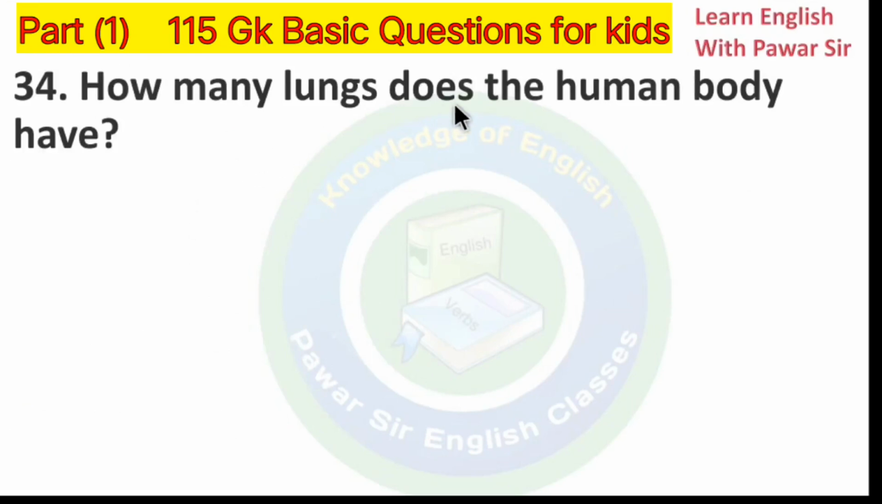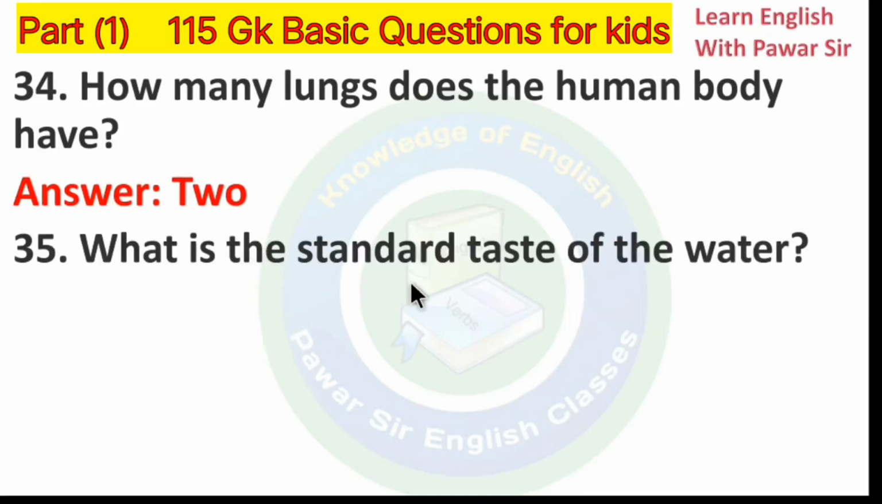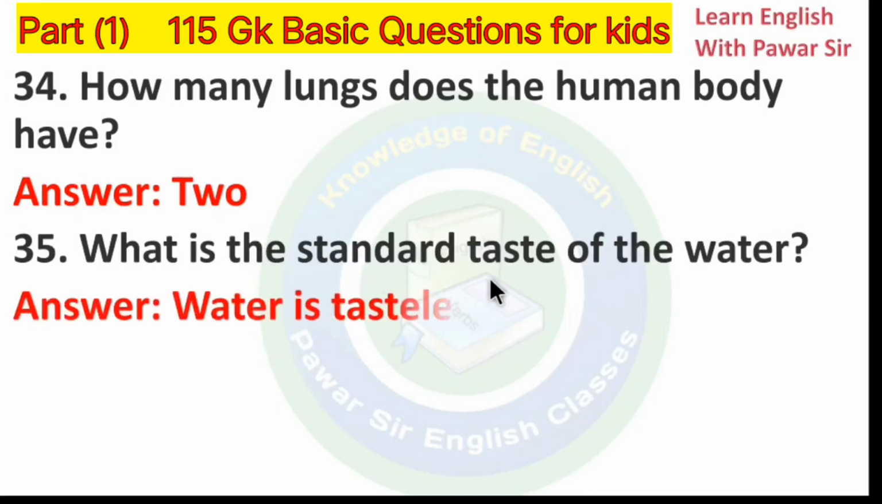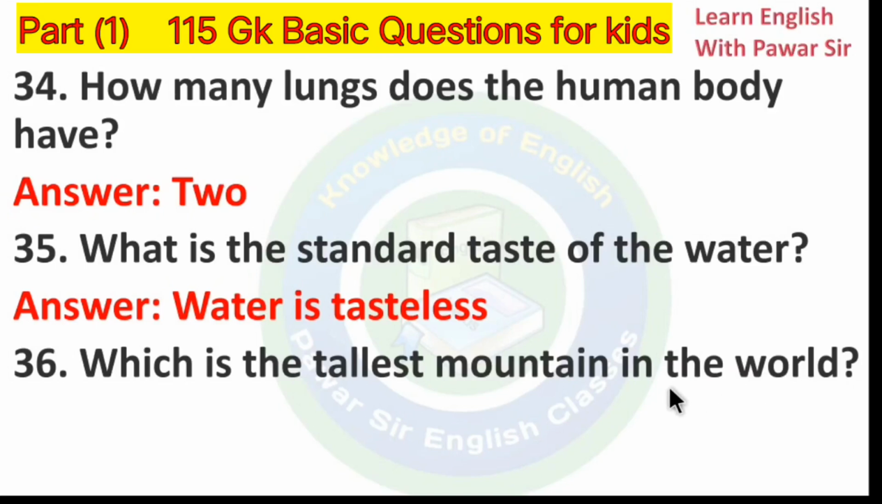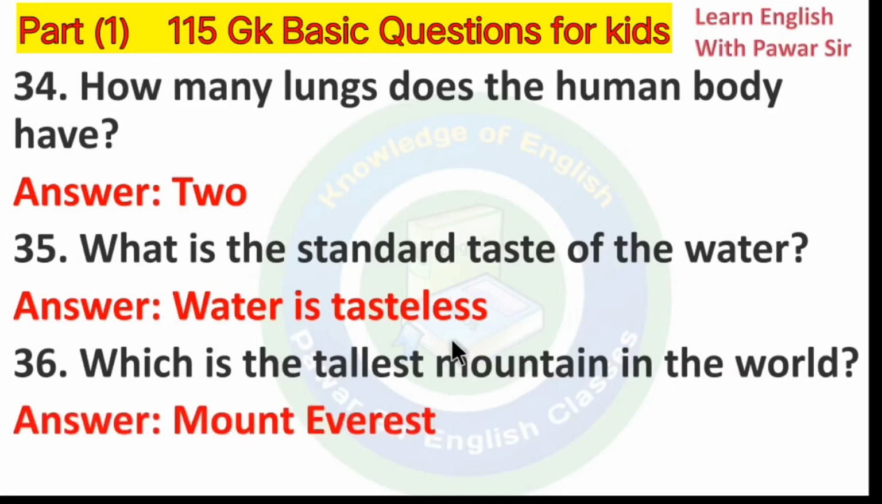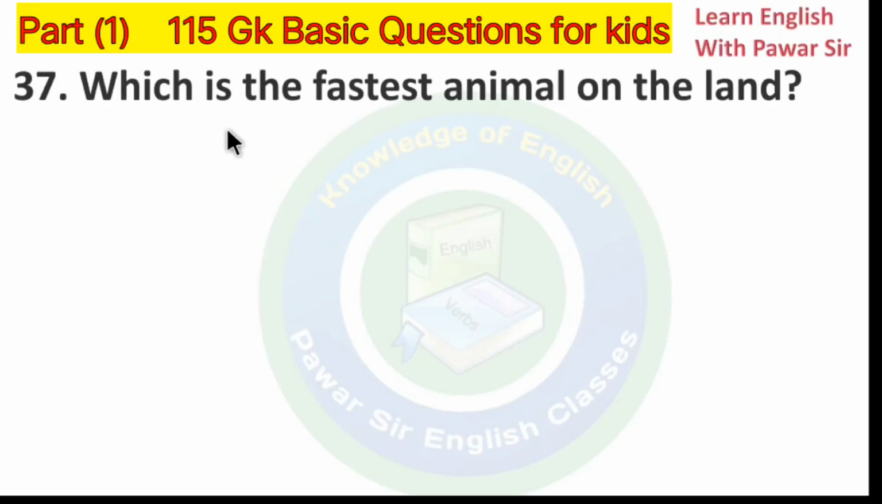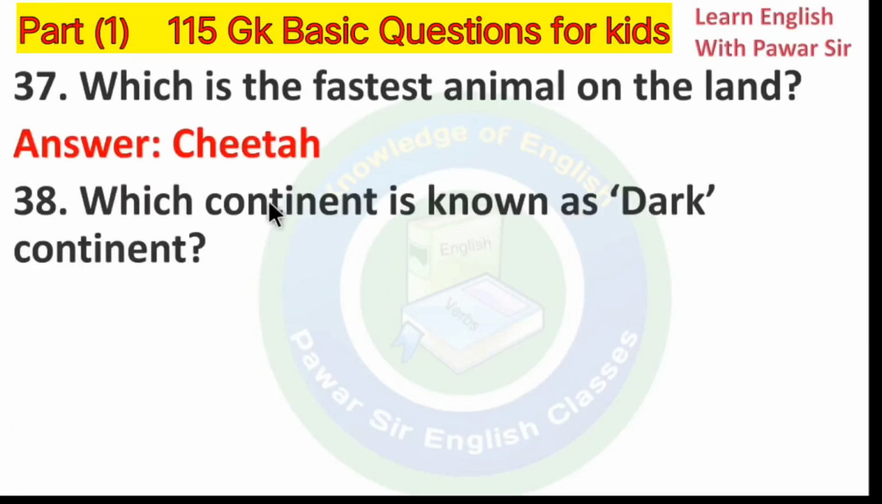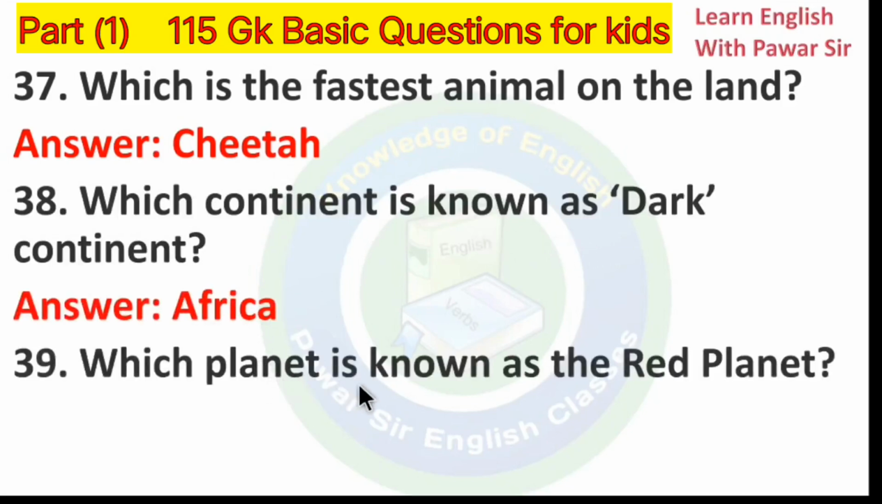How many lungs does the human body have? 2. What is the standard taste of water? Water is tasteless. Which is the tallest mountain in the world? Mount Everest. Which is the fastest animal on the land? Cheetah. Which continent is known as the dark continent? Africa. Which planet is known as the red planet?